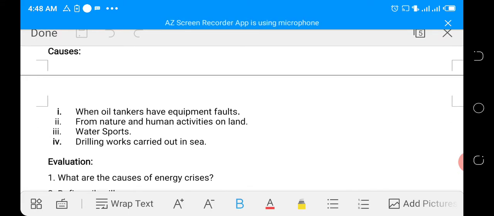Causes of oil spillage. 1. When oil tankers have equipment faults. 2. From nature and human activities on land. 3. Water sports. 4. Drilling works carried out in sea.